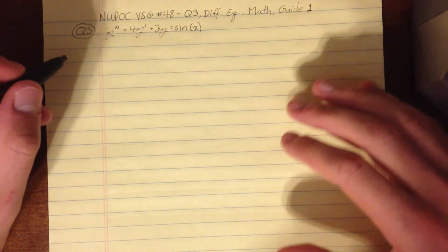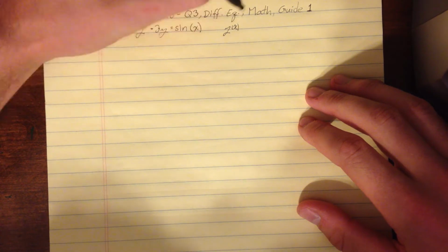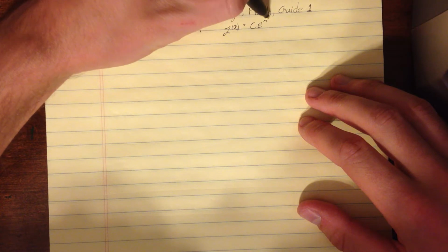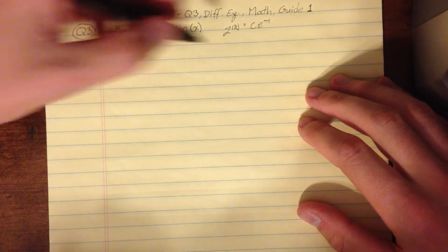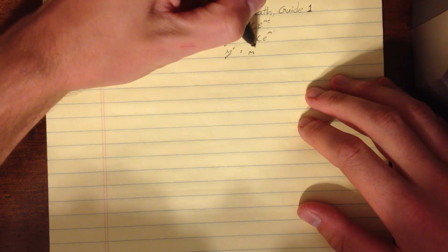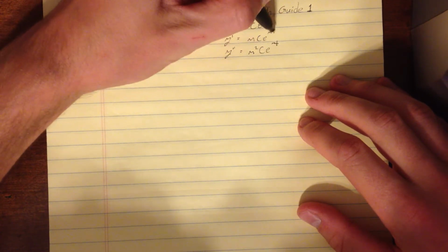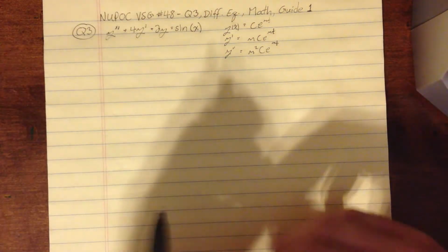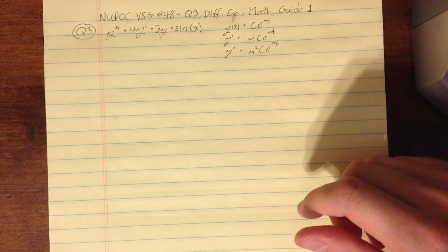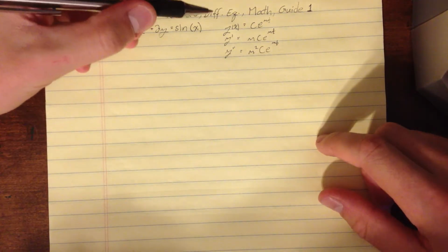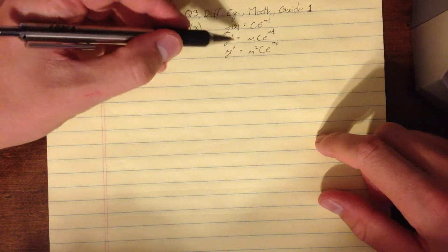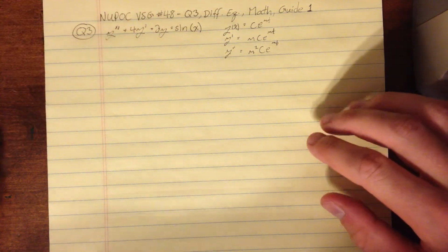Same method as last time. Let's assume y of x is some constant c times e to the mt. So our y prime is mc e to the mt, and our y double prime is m squared c e to the mt. This is running out of ink, so I'm going to switch pens for a second. Hopefully this will still be clear enough.